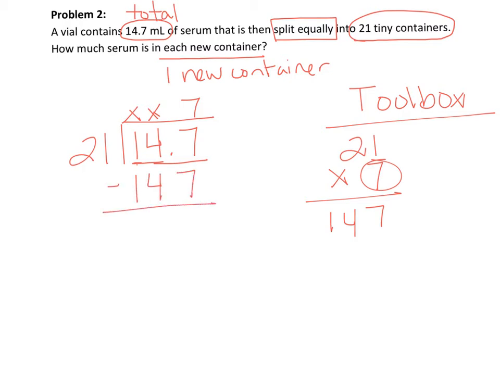So I multiplied, so now I have to subtract. Oh, beautiful, it's all zeros. So now the only thing I have to remember is my decimal. So 7/10 is how much serum is in each new container. But it's not just 7/10, it's 7/10 of a milliliter.